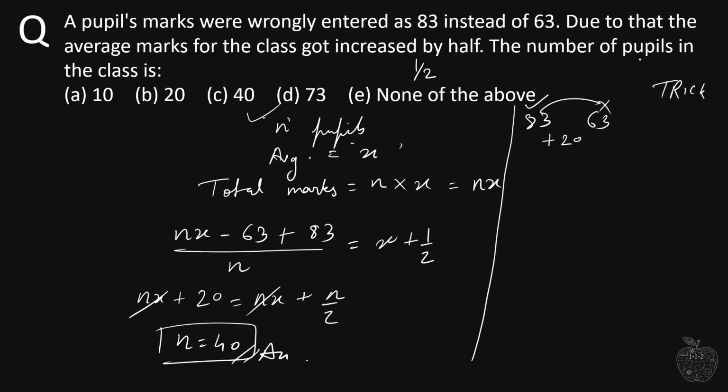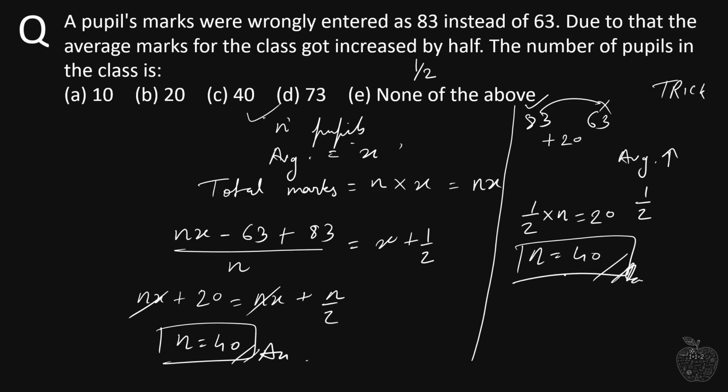We are also given that due to this increase the average increased by half, so the average here is increased by 1 by 2. That means this 1 by 2 is increased among n pupils, and this total marks is given to us, which is 20. Because of this plus 20 marks, the average increased by 1 by 2, so 1 by 2 into n is 20. Now simply 2 into 20 is 40. So this is the trick to solving this question. We will get the same answer here, so you can use either of these methods. Here option C is the correct one.